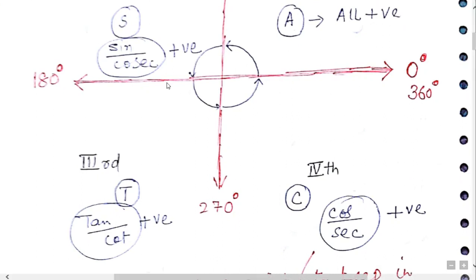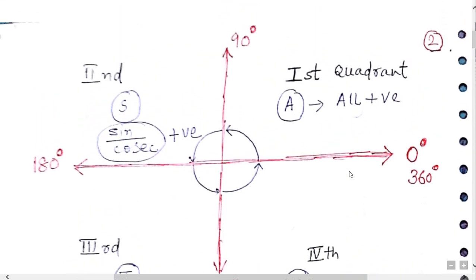Now 6 trigonometric ratios are there. What is the meaning of this? Sine and cosecant positive means that the other 4 values are negative. Similar is the case with the third and fourth quadrant. And in the first quadrant, all the values are positive.